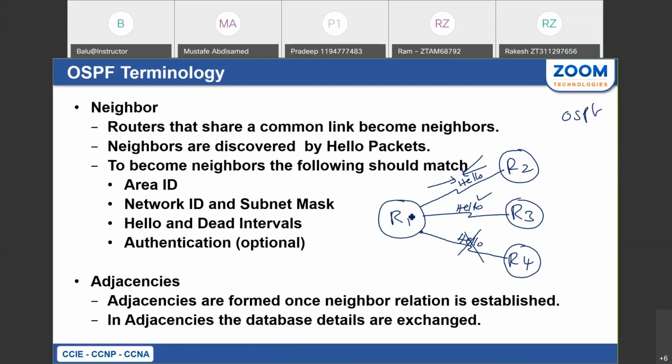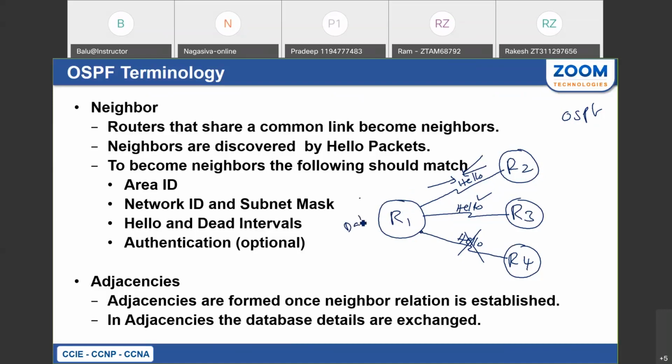Can you hear me, all of you? Here, which routers are neighbors: R2 is neighbor, R3 is neighbor, R4 is also neighbor, because three routers are directly connected. But which routers' hello packets are matching? R1, R2 hello packet, R1, R3 hello packet is matching, means R1, R2 become neighbor and adjacency also. R1, R3 become neighbor and adjacency, but R1, R4 only the neighbor, not adjacency.